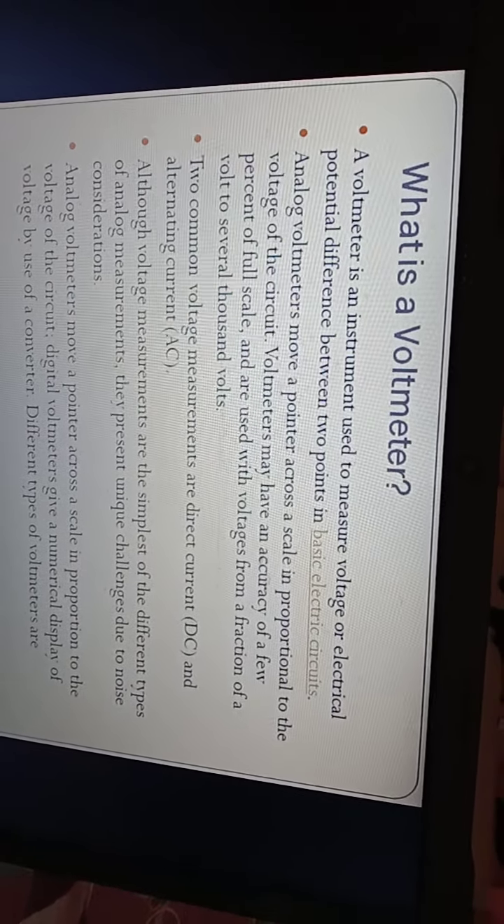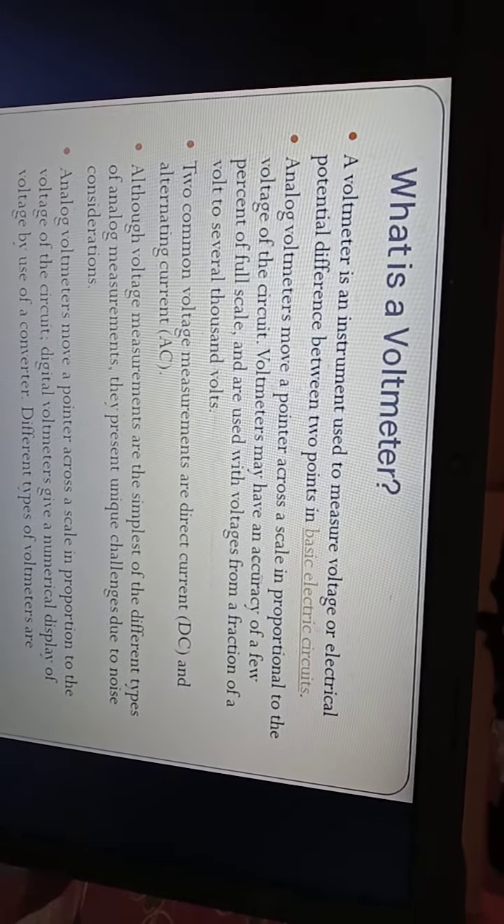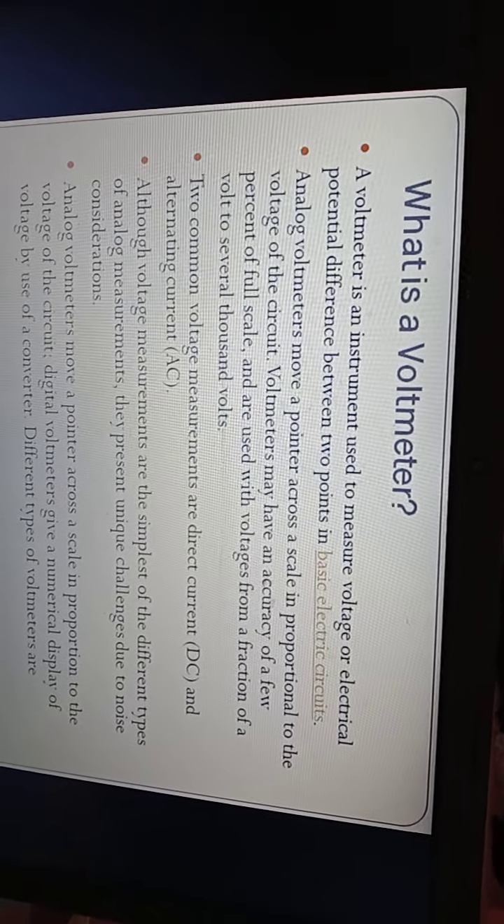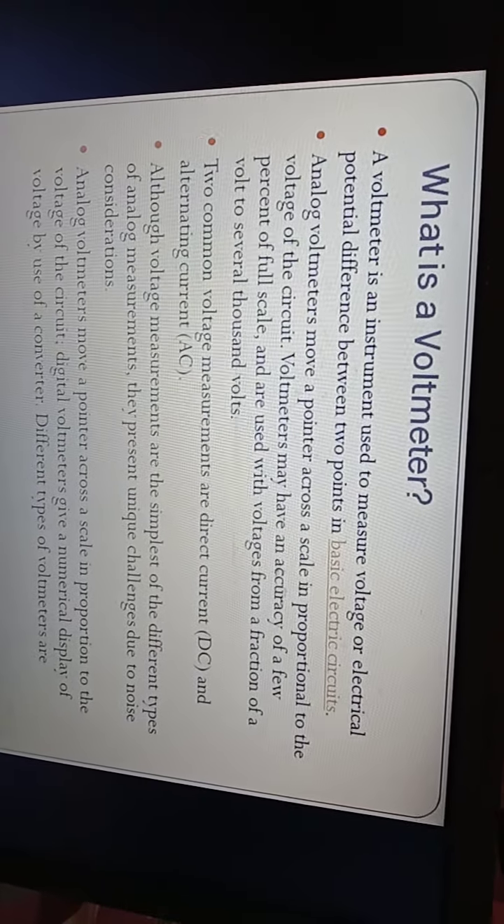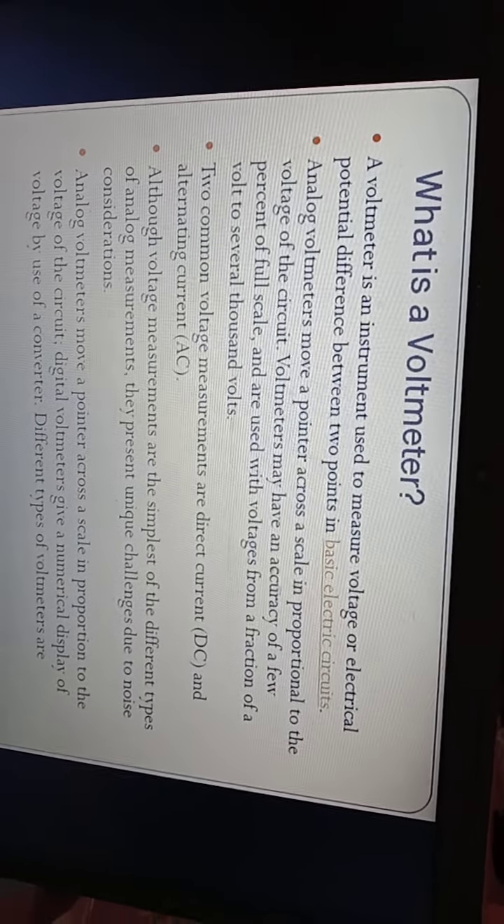So what are the parameters? What type of voltages can we measure using the voltmeter? We can measure either DC voltage or AC voltage.